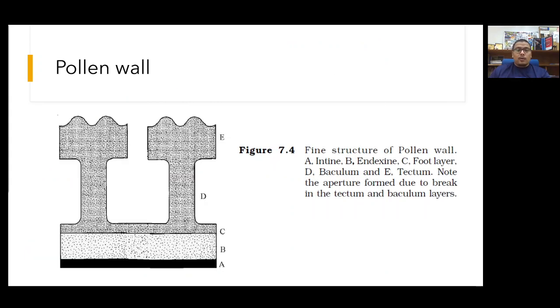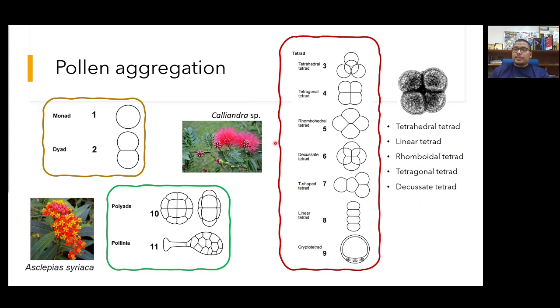Of course, when you look at pollen aggregation, an important part in angiosperms is the formation of these tetrads. So we have different types of tetrads. The most common one is the tetrahedral tetrad, then linear tetrad, rhomboidal tetrad, tetragonal tetrad, and also decussate tetrad. Okay, so these are the most common ones in the angiosperms.